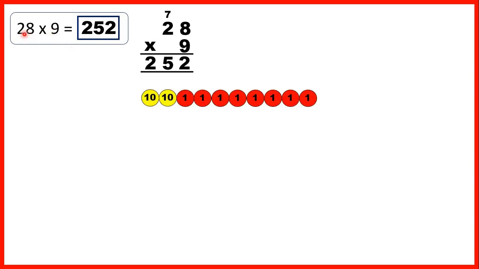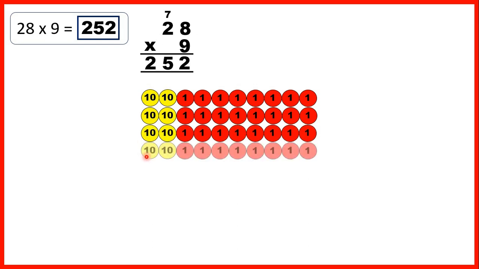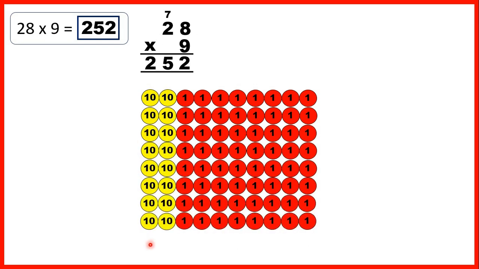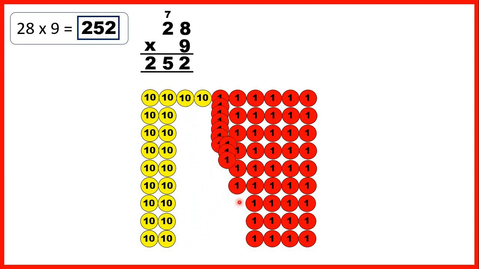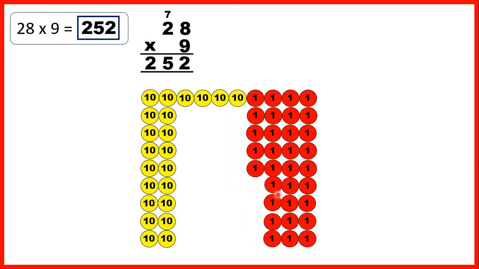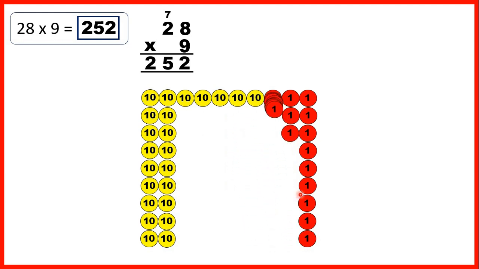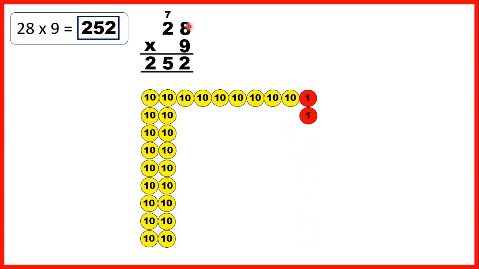So we can represent 28 with 2 tens and 8 ones. We were multiplying by 9, so let's show the 28 9 times. But now we just need to do a lot of regrouping. We can regroup 10 ones to make 1 ten, and we can do that 7 times. That's because 8 times 9 is 72, but because we've regrouped into 7 tens and 2 ones, we can write the 7 above our tens column and the 2 in our ones answer line.